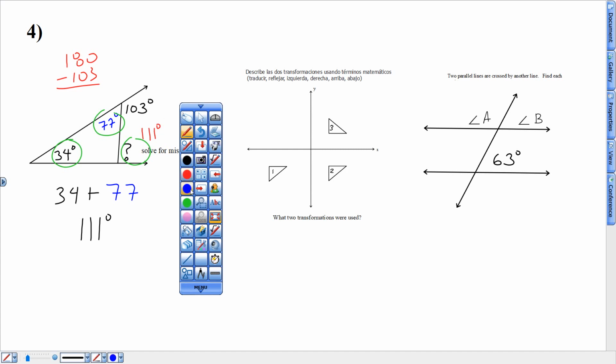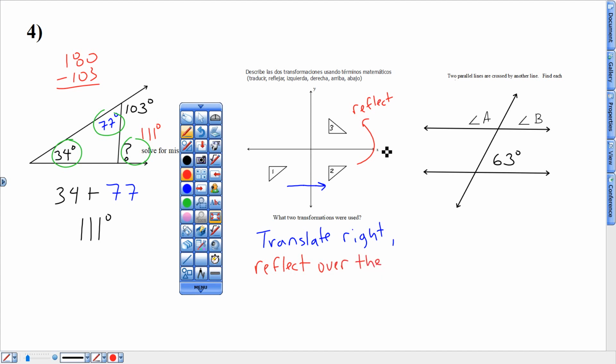For this one, this is going to the right. So I'm going to write first, translate right. That's all I'm going to say, is I'm translating and the direction. And then from here, I'm going to reflect. So now my next step is to reflect, and let's say over the, and you got to tell me this is the x axis, over the x axis, not the y axis, over the x axis.